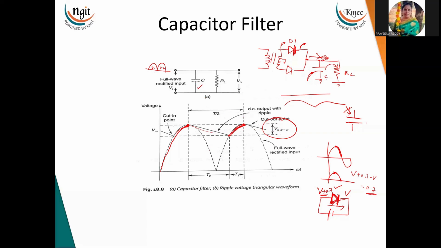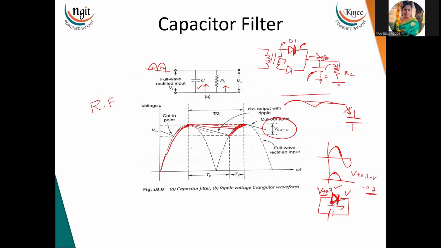And here, if it discharges slowly like this, then it almost looks like a DC. If it discharges slowly, then it will look like a straight line. So how will the capacitor discharge slowly? By increasing the capacitor value, or by increasing the resistor value, or by increasing both values, we can achieve pure DC. So it means the ripple factor is reduced by increasing the R and C values, which we are going to derive.